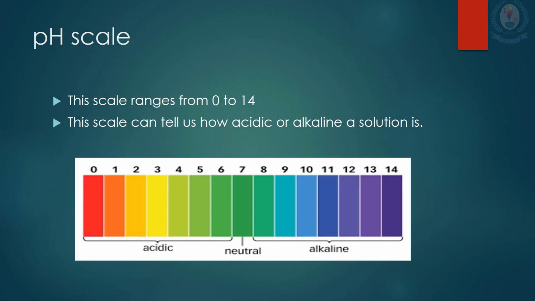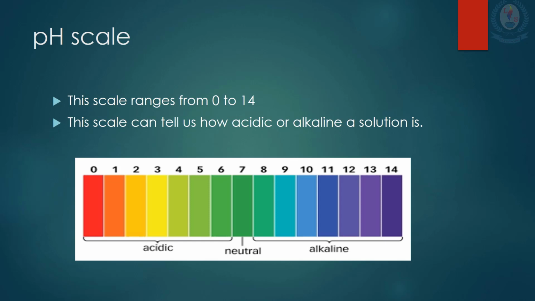The pH scale. So what is the pH scale? This is a scale that ranges from 0 to 14. This scale can tell us how acidic or how alkaline a solution is. So just imagine we have a solution and we know a value for the pH of that solution. According to that value we can tell what is the nature of this solution.